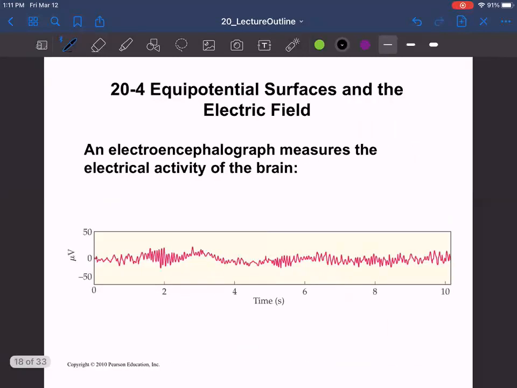So here's electrical activity of the brain, okay? And same sort of thing.